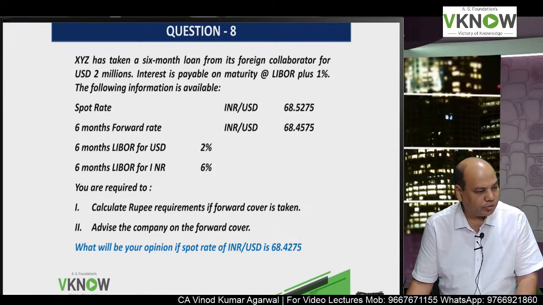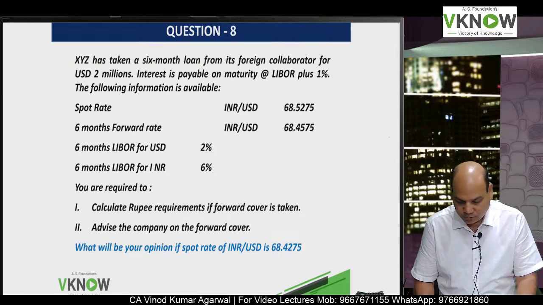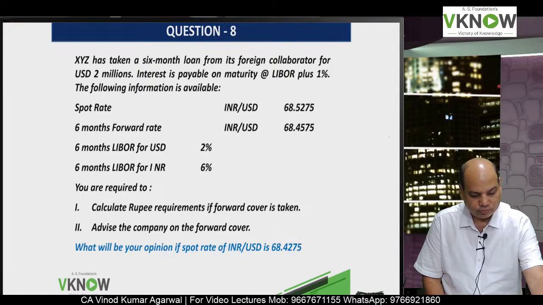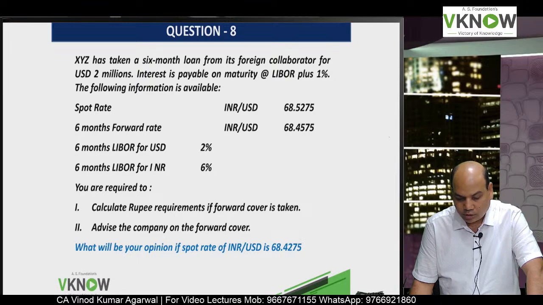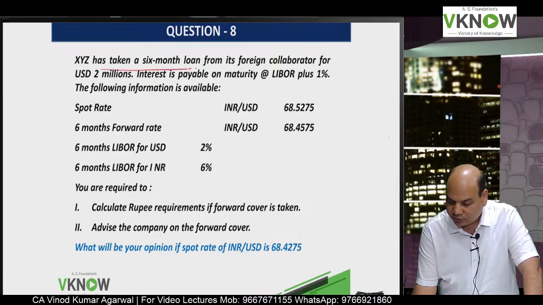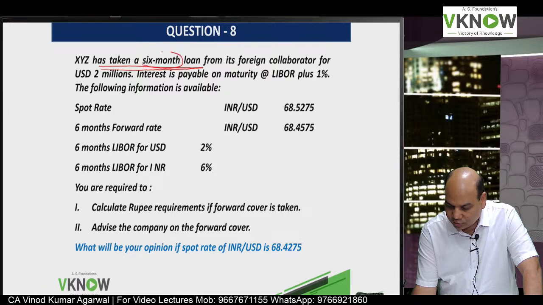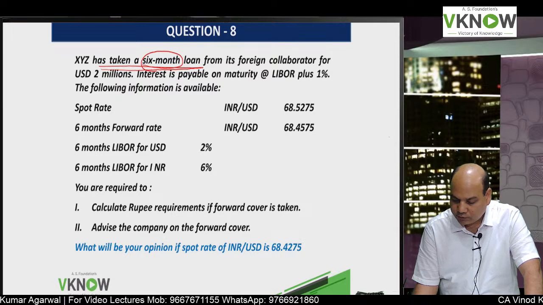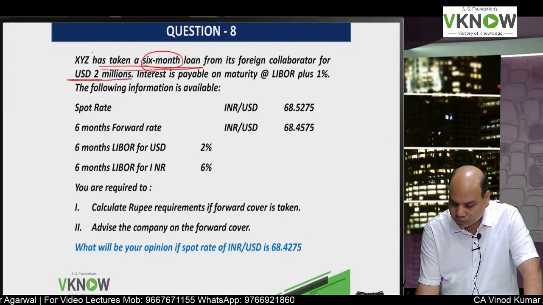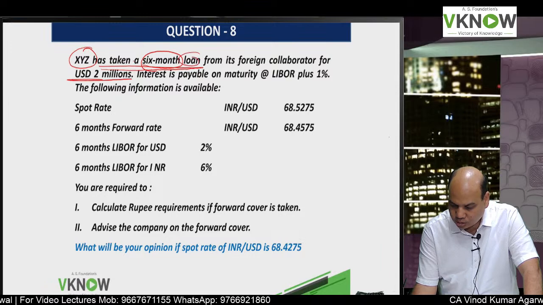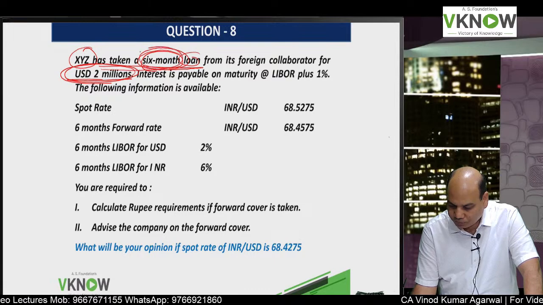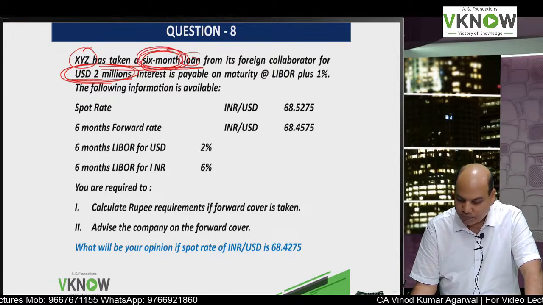So question number 8 should be in front of you. RTP SFM May 2023. Very important question. A new question. Something new. XYZ has taken a 6-month loan. The first thing you underline: 6-month loan from its foreign collaborator for USD 2 million. This company has taken a loan of 2 million US dollars and the maturity of the loan is after 6 months.